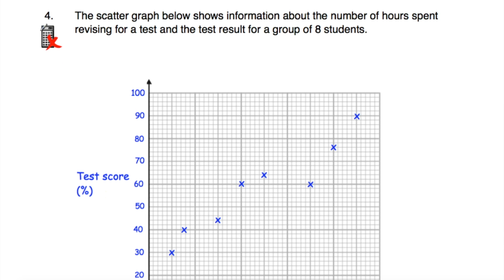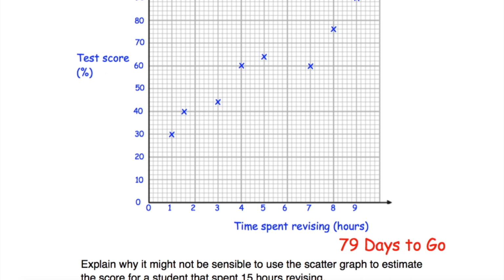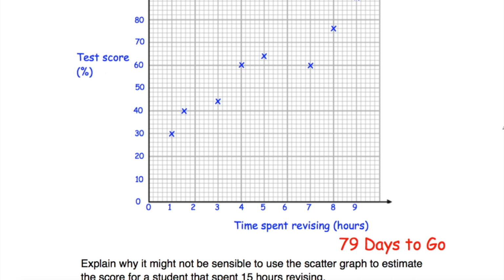Okay, let's look at our next question, question number 4. Question number 4 is on scatter graphs, and we covered scatter graphs with 79 days to go. So we've got the scatter graph showing time spent revising, so the number of hours spent revising and the test score. And we've been asked to explain why it's not sensible to use this scatter graph to estimate a test score of somebody who revised 15 hours.